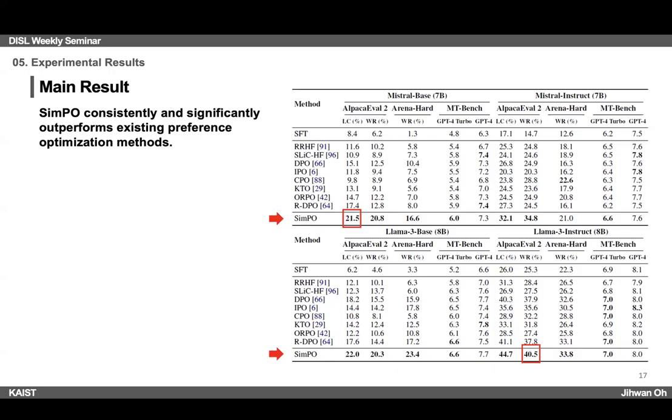For example, in the Mistral base setup, SimPO achieves a 21.5% win rate score on AlpacaEval 2, which is significantly higher than the best baseline, RDPO. In the case of Llama 3, SimPO achieves a 44% win rate and a 50.5% win rate on Arena-Hard. Also, this trend is consistent across all configurations.